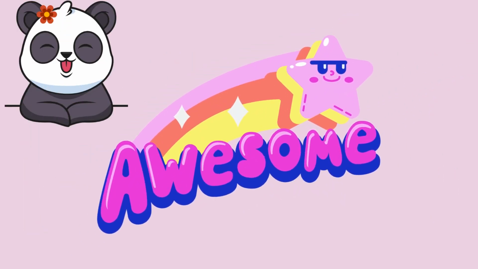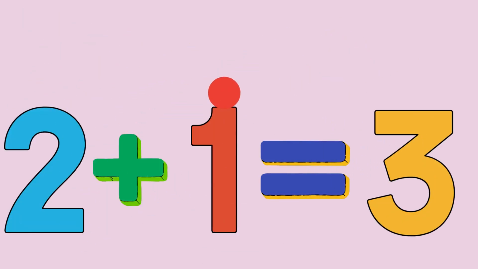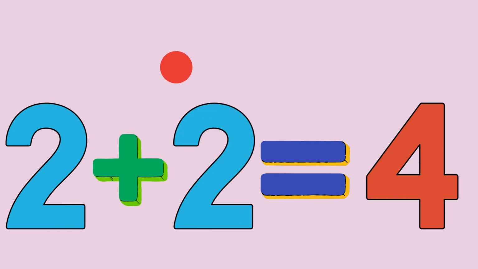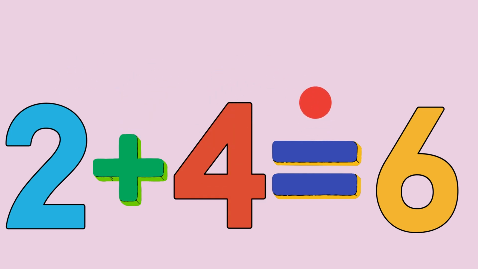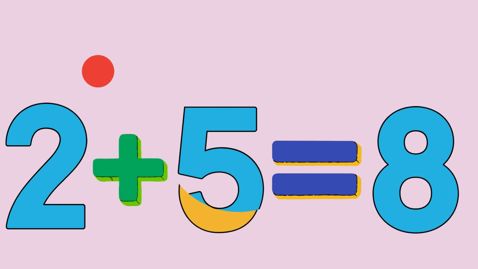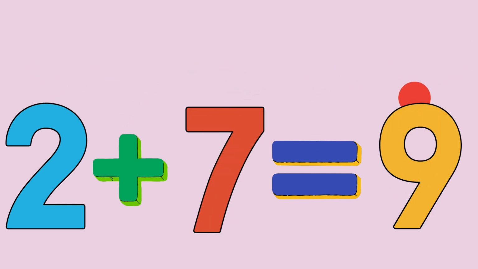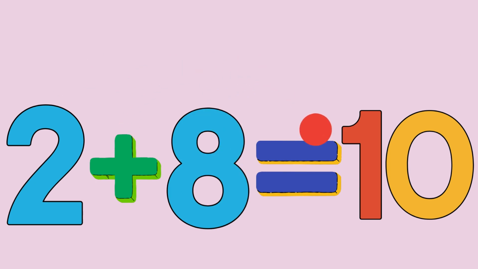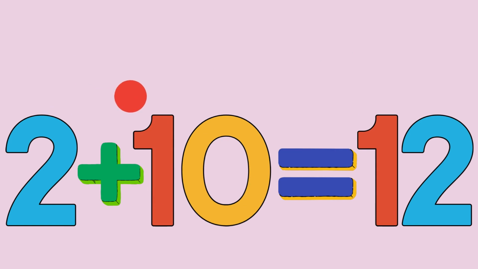That's awesome. Now, let's do table 2. 2 plus 1 is 3. 2 plus 2 is 4. 2 plus 3 is 5. 2 plus 4 is 6. 2 plus 5 is 7. 2 plus 6 is 8. 2 plus 7 is 9. 2 plus 8 is 10. 2 plus 9 is 11. 2 plus 10 is 12.